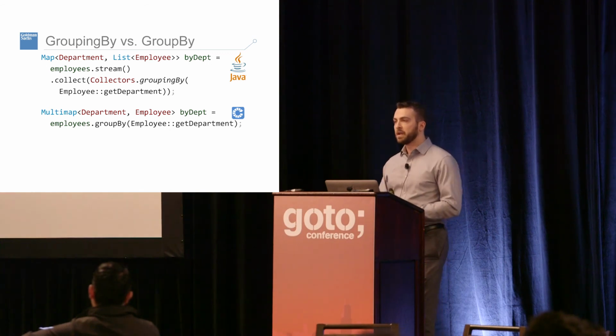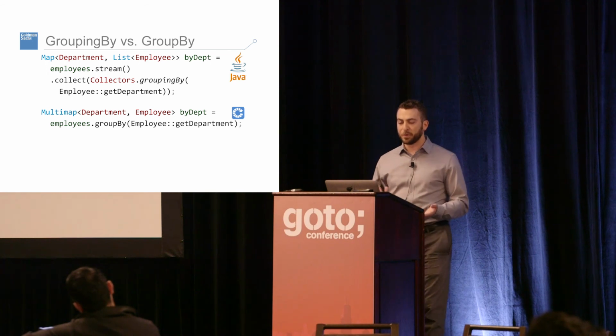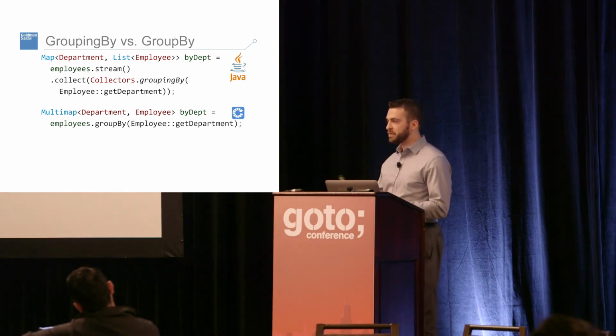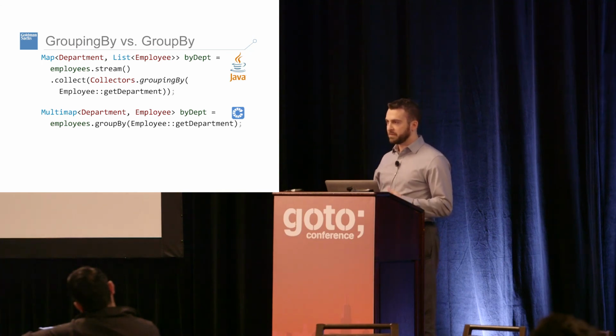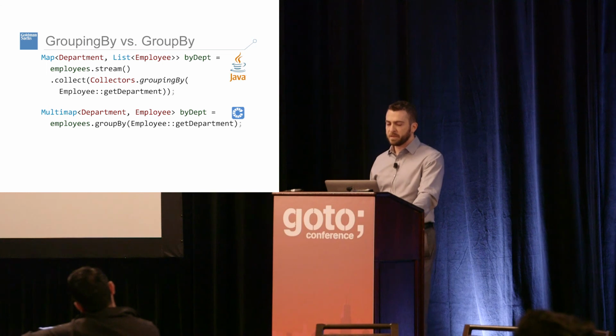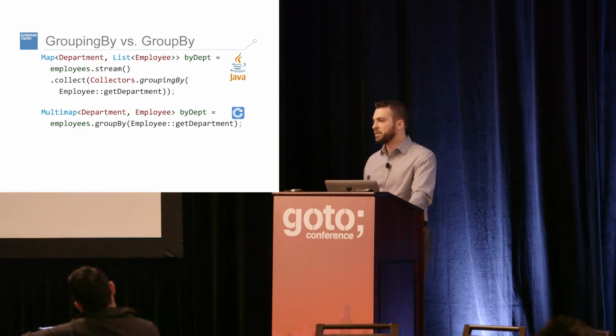Like I mentioned before, Java 8 did not get multi-maps, and so grouping by is going to return a map where the values are lists. That means you have to deal with the fact that you might get null, not an empty collection. The other problem with this, in my opinion, is that I didn't say that employees is a list. It could have been a set.